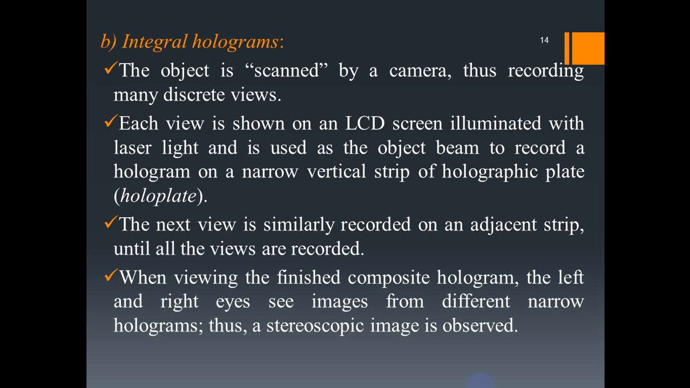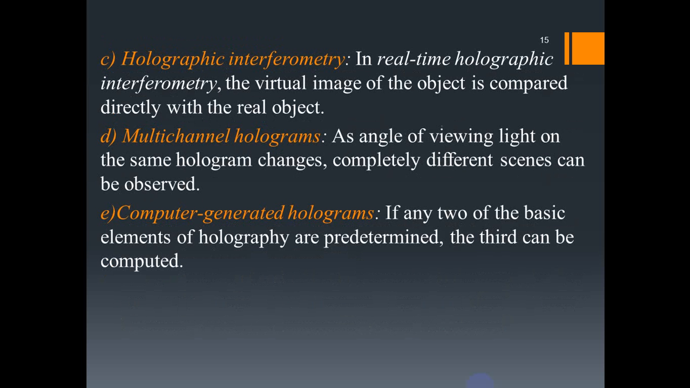When viewing the finished composite hologram, the left and right eye see images from different narrow holograms. Thus, a stereoscopic image is observed. Recently, video cameras have been used for the original recording, which allows images to be manipulated through the use of computer software. The next classification is holographic interferometry.